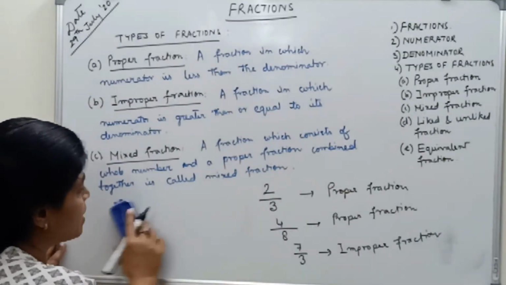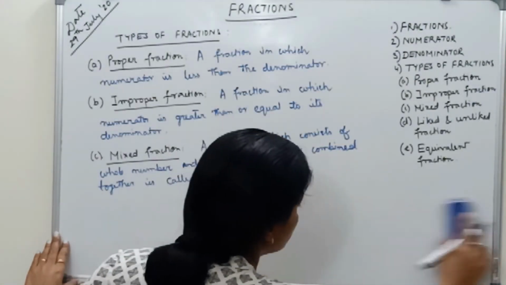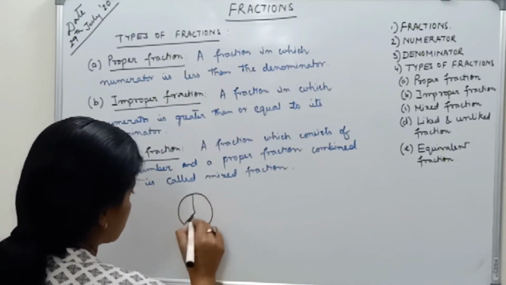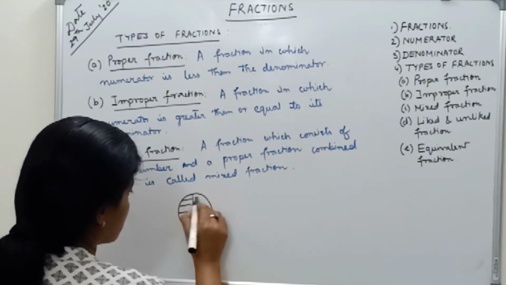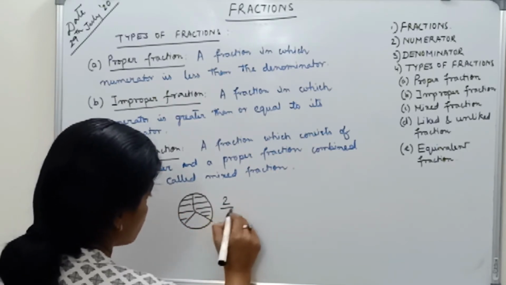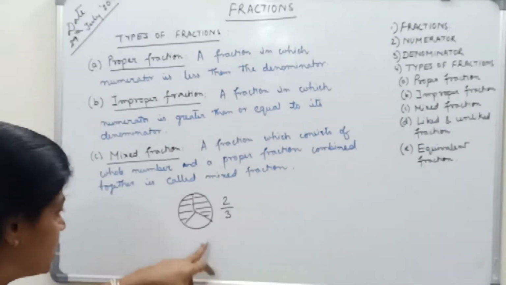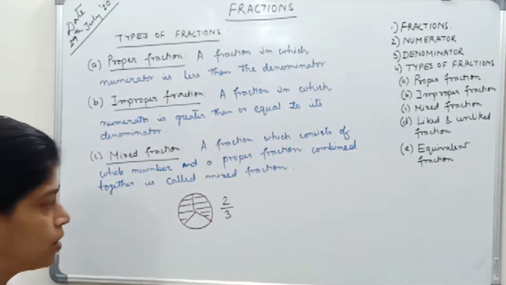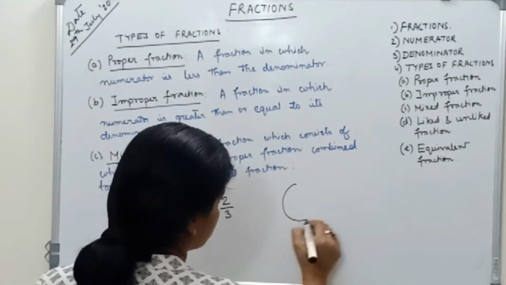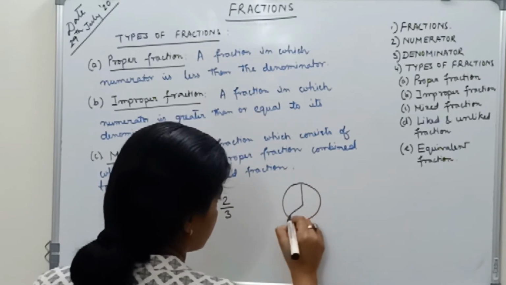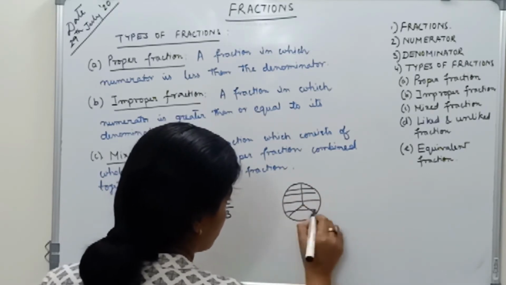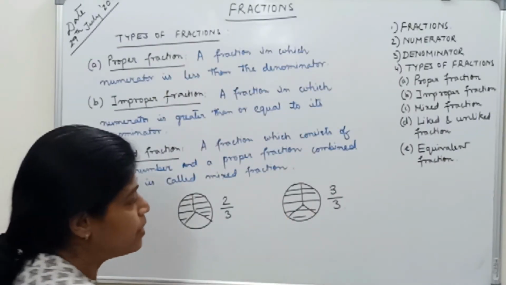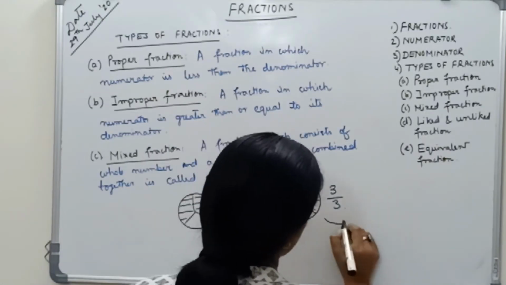So what does it mean? Suppose 2 by 3 is a proper fraction. If I take 2 by 3, this is 2 by 3. This is a proper fraction. It means it's not beyond a whole. If I take 3 by 3, it is the same thing, 3 portions of 3 by 3. So this is a whole. So this is an improper fraction.